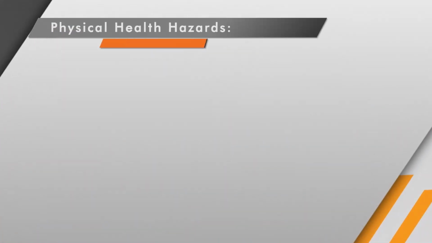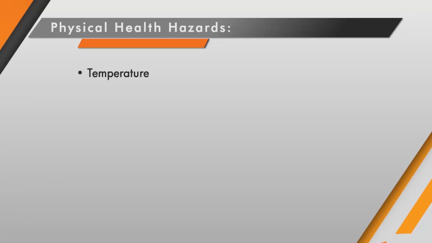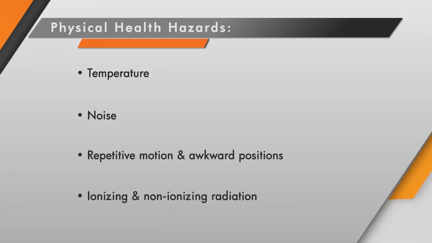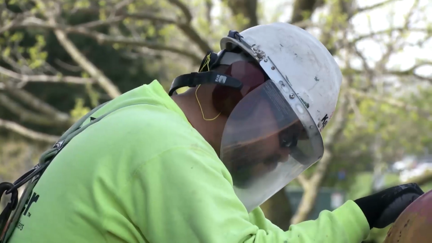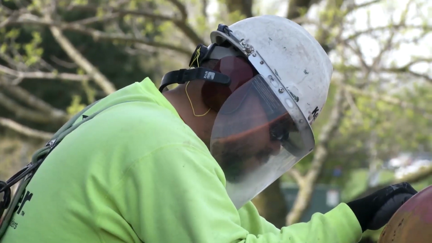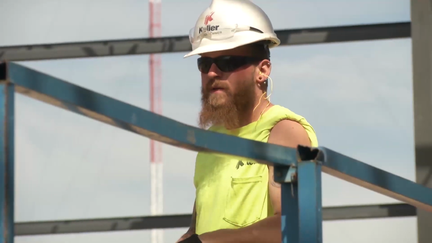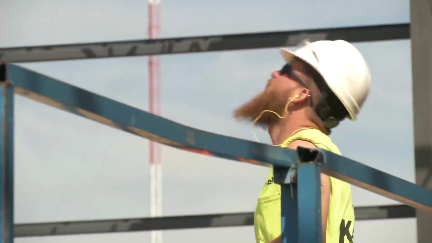Physical hazards common to the construction job site are temperature extremes, high noise levels, repetitive motion and working in awkward positions, and ionizing and non-ionizing radiation. The effects of physical hazards range from sunburn and frostbite to hearing loss and cancer. To protect yourself against physical hazards on the job site, wear the proper personal protective equipment, or PPE, to protect you from excessive noise and weather conditions, and use all equipment correctly and safely.